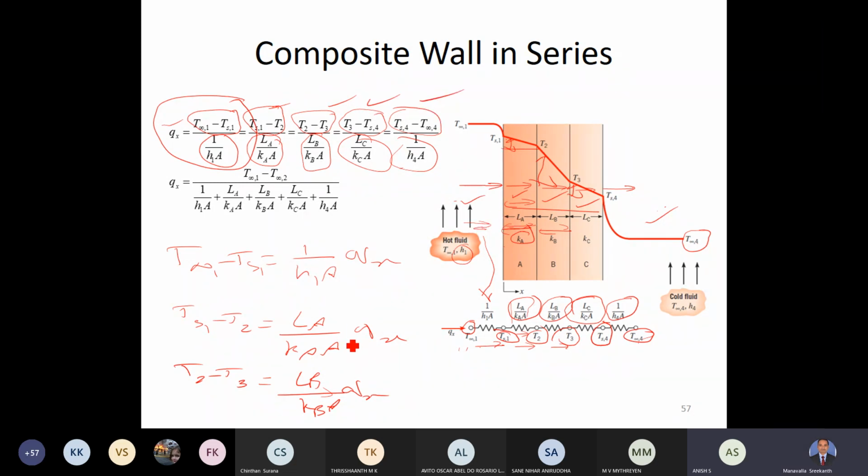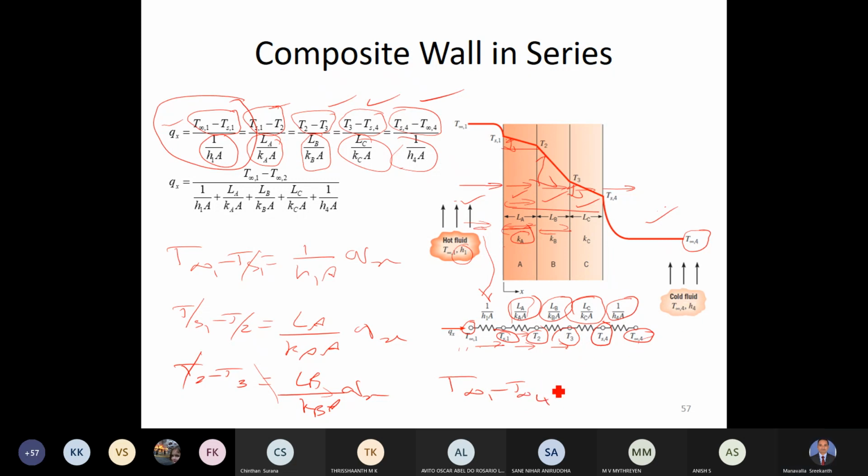Now, what happens is, like I have written 3, you will have 2 more. So totally it will be 5. So for all this, you add the left hand side. If you add the left hand side, what happens? You just observe the first 2, T infinity 1 minus Ts1 plus Ts1 minus T2. If you add these 2, this and this get cancelled, and what remains is T infinity 1 minus T2. If you add this again to this 3, minus T2 will cancel T2. So if you add all these 5 equations, on the left hand side you will have T infinity 1 minus T infinity 4.